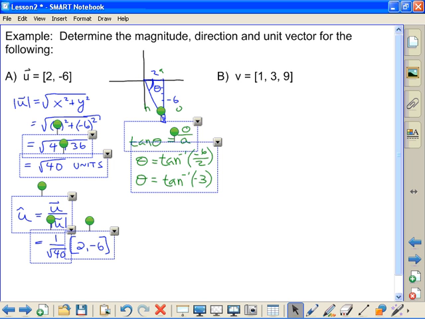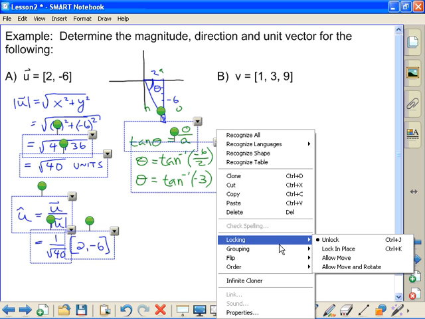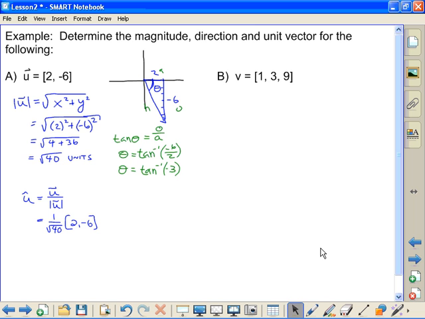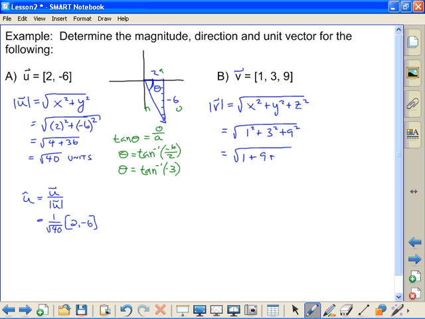Okay, so on to the third example here. Shrink this down a little bit. Okay, magnitude of V. This is a 3D vector, and I talked about it earlier. X squared, Y squared, Z squared. So 1 squared plus 3 squared plus 9 squared, 1 plus 9 plus 81. So that gives me square root of 91. So there is my magnitude.